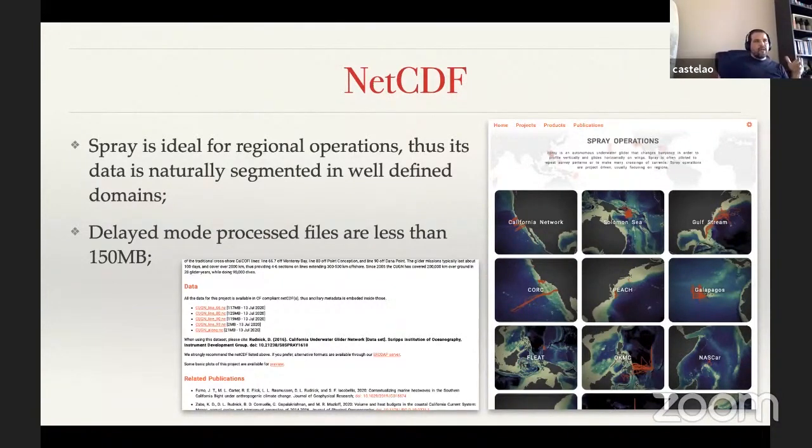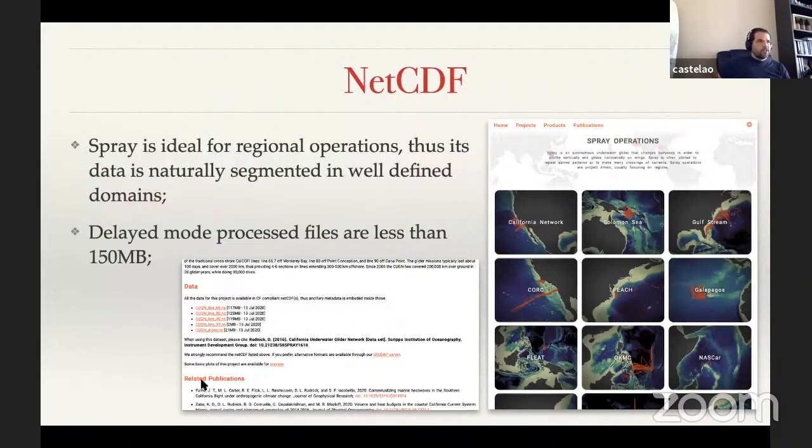So we provide our data grouped in data sets per project. After being processed, quality controlled and normalized for regular depths, this means that we have files with less than 150 megabytes per project. This is important information that drives a lot of our decisions on how to distribute data and how to organize things. Here on the right is a snapshot of the website and the project section, showing some of the projects that are public.